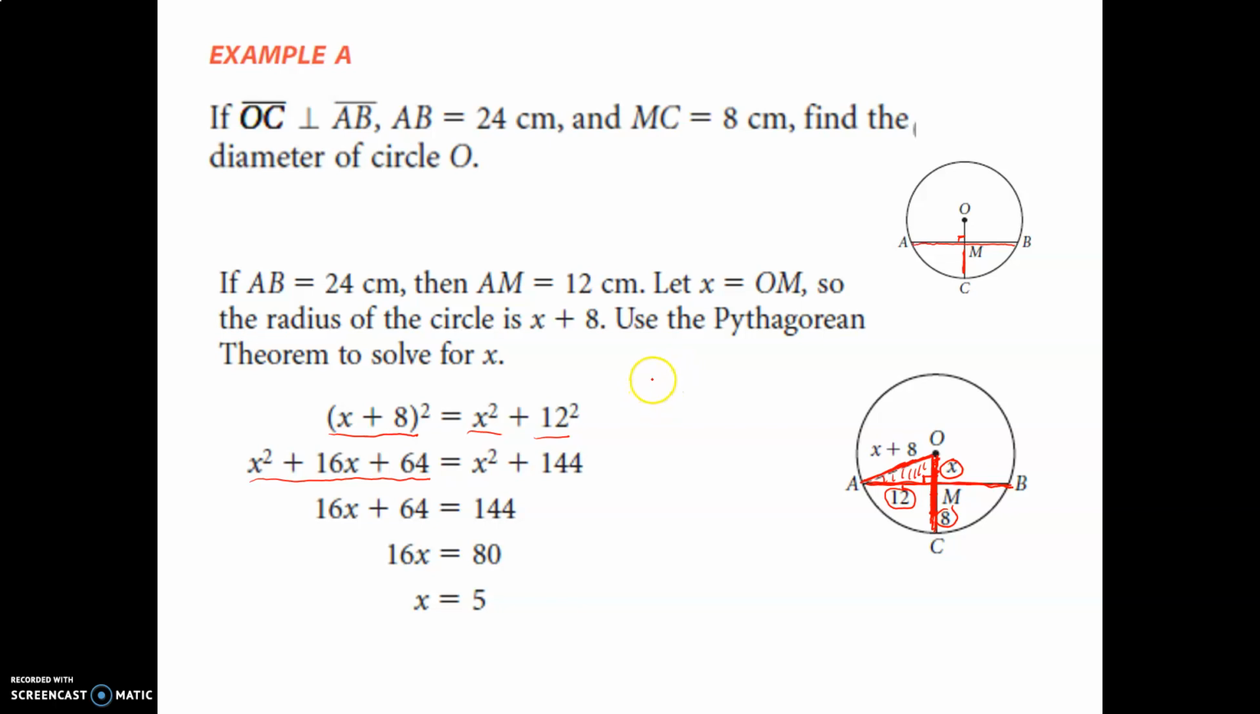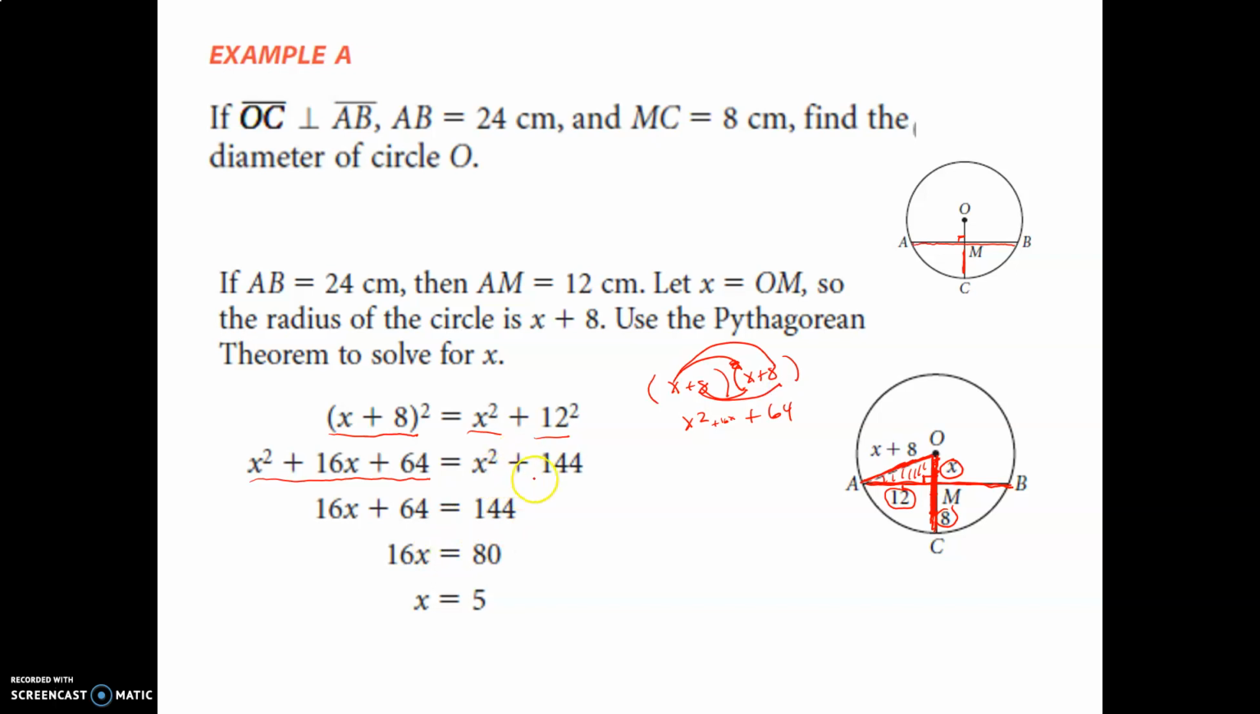That's a mistake that is often made in algebra class. A lot of kids will say, oh, this is x squared plus 64. It's x plus 8 times x plus 8. That's what the square means. So I have x squared plus 8x plus another 8x. So in the middle there I have plus 16x, and then I have plus 64. So be careful about that.